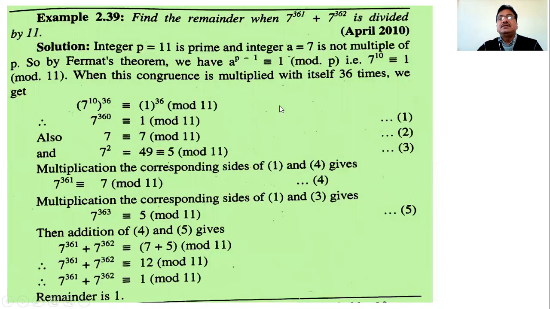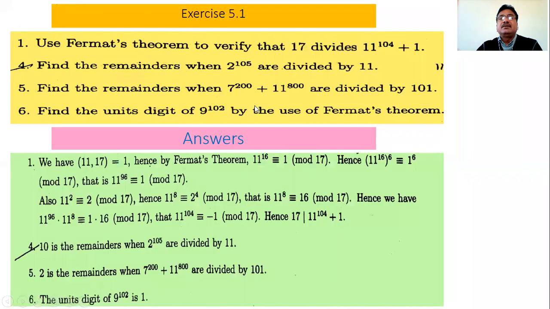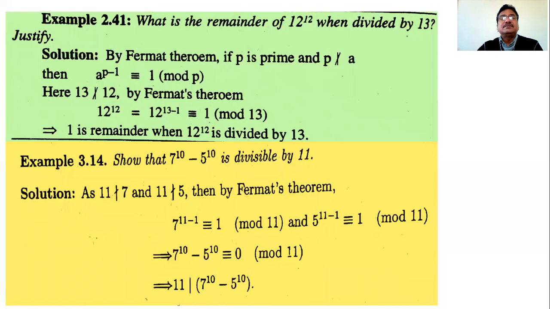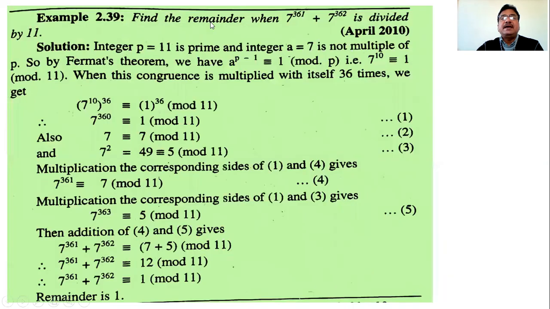So these are similar problems on Fermat's theorem. We'll see the remaining problems. What is the remaining problem? Find the remainder when 7 raised to 361 and 7 raised to 362 is divided by 11. Tackle 7 raised to 361 first. 11 does not divide 7, and therefore by Fermat's theorem, 7 raised to 11 minus 1, that is 7 raised to 10, is congruent to 1 modulo 11.